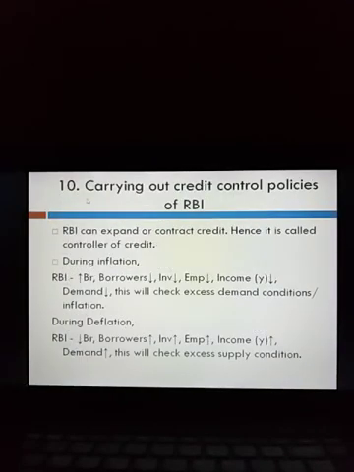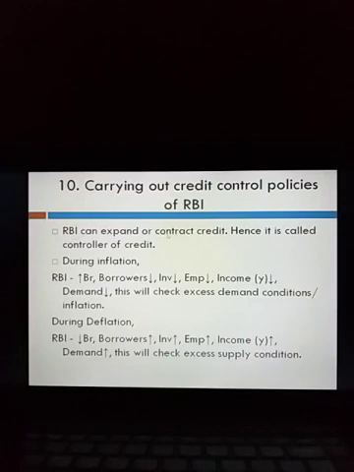10th function is carrying out credit control policies of RBI. RBI can expand or contract credit. Hence, it is called controller of credit. Details about the credit control we are going to discuss under the topic RBI. But here it is quite necessary for us to know how commercial banks carry out the credit control policies of RBI.